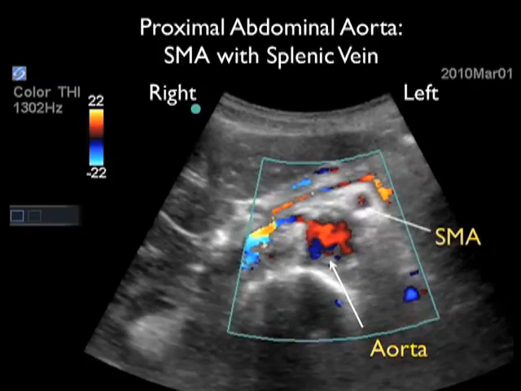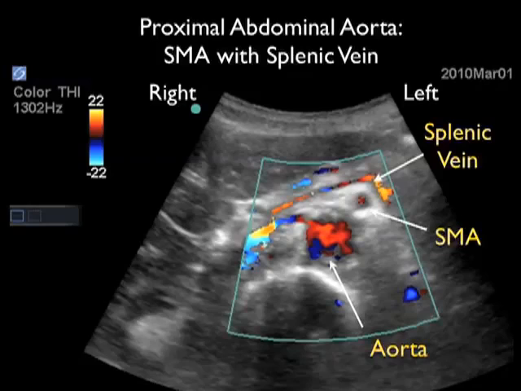So we'll go ahead and freeze that down. There's aorta towards the back of the image, the superior mesenteric artery anterior to the aorta, and the splenic vein arching on top of SMA.